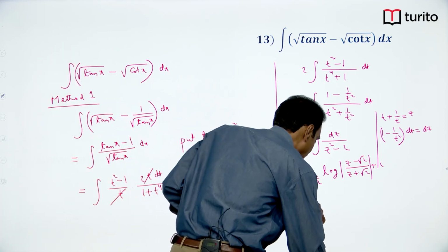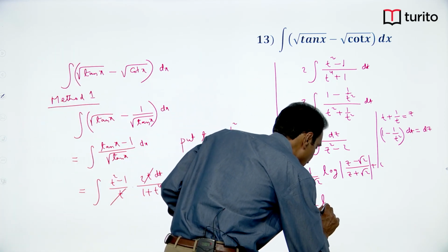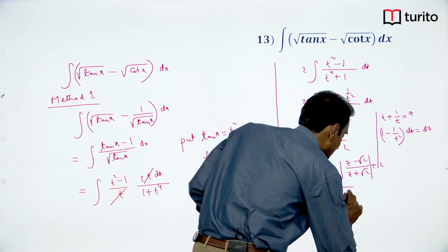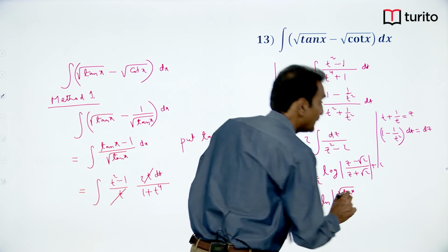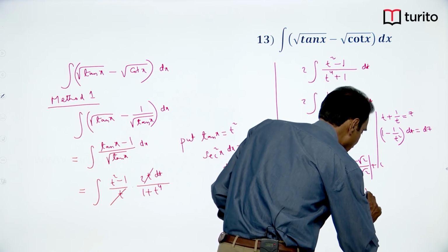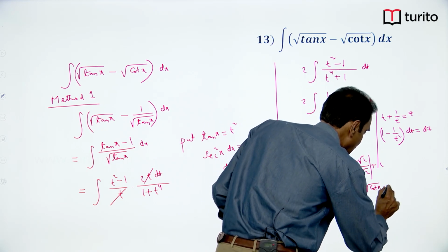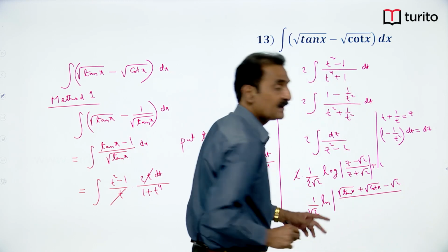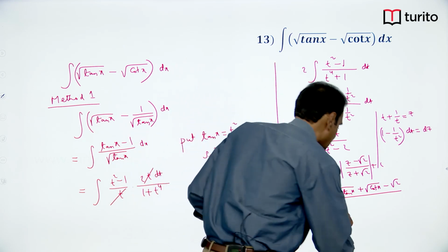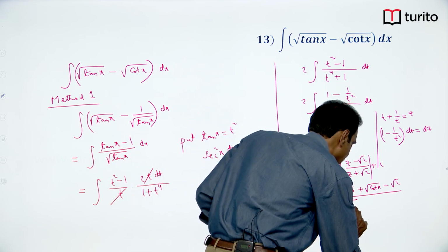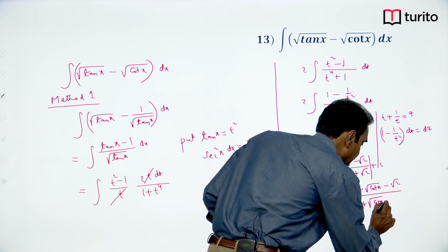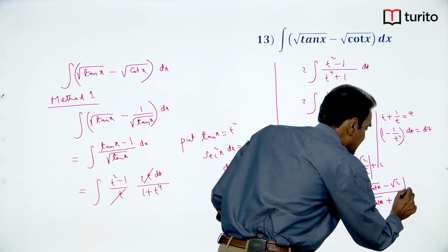So, finally 1 by root 2 log mod t plus 1 by t means root tan x plus 1 by t means root cot x minus root 2 by t plus 1 by t plus root 2, that is root tan x plus root cot x plus root 2 plus c.